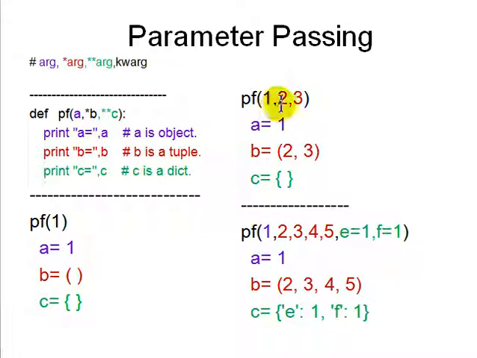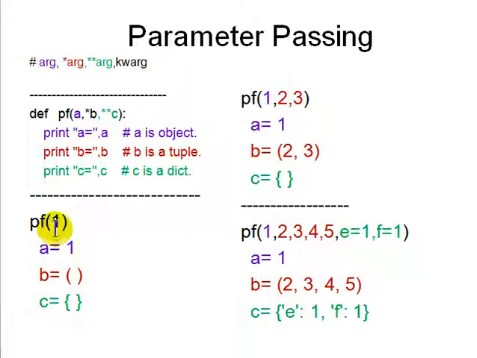Here we can see an example, calling the function. And c is a dictionary, dictionary means a hash table, and it says **c. So there are three different ways of passing parameters, and there's also keyword, which we'll look at later.